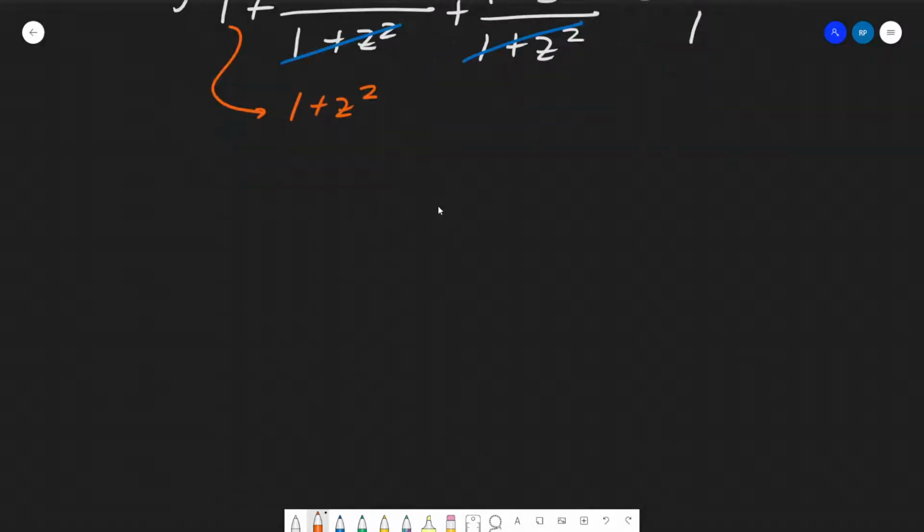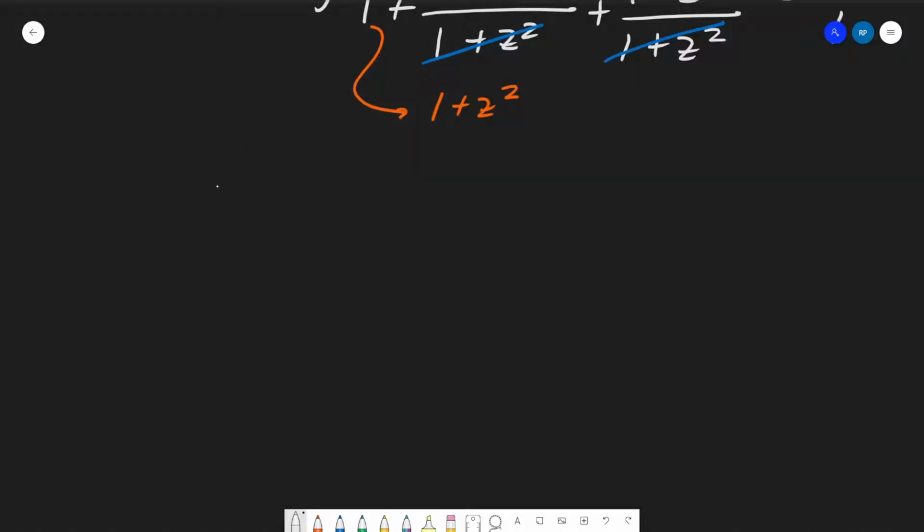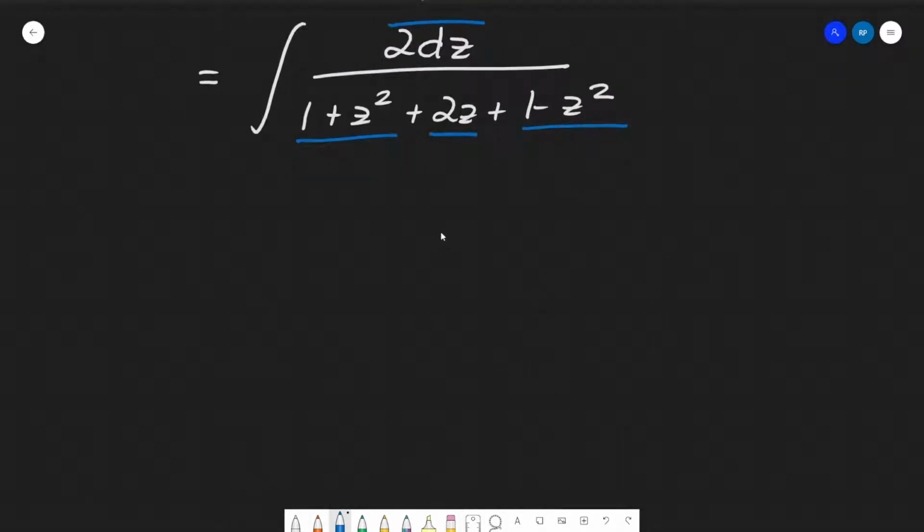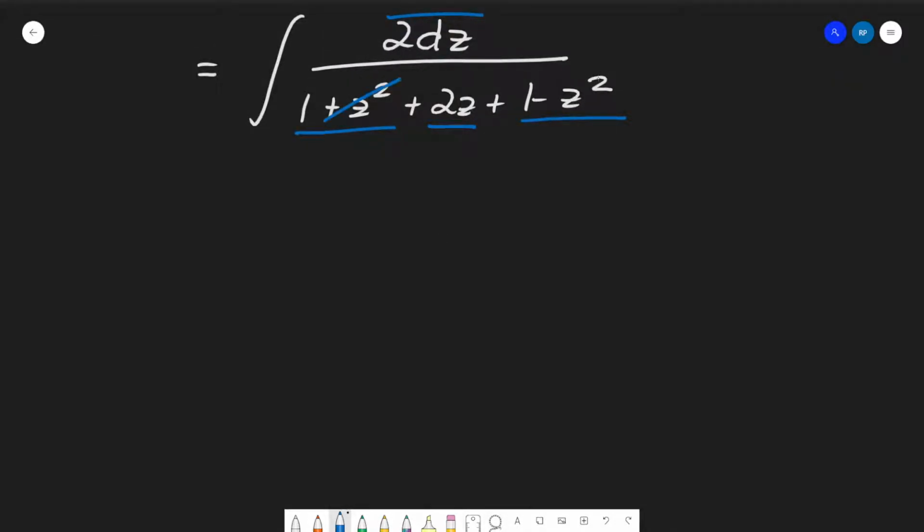So, therefore, our new integral is the integral of 2dz over 1 plus z squared plus 2z plus 1 minus z squared. This is our 1, this is the sine x, this is the cosine x, and this is the dx on top. Just to be clear with our substitutions. Then let's simplify. Obviously, the z squared will cancel because this is minus. Then, we combine the two 1s.